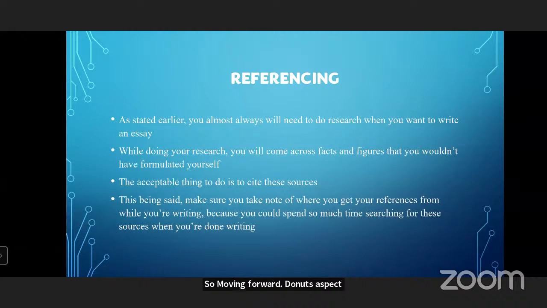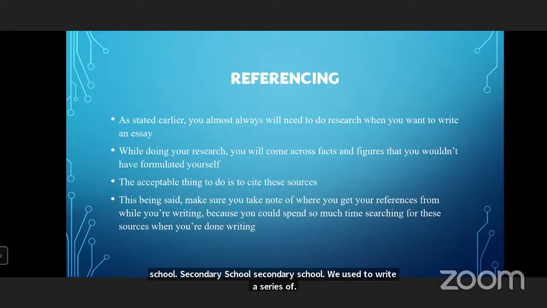So referencing. Now, like I've already stated, you may not have an idea about the topic of discourse, so you need to do research. Let's say, for instance, you want to write, in secondary school, let's just stick to secondary school, we used to write essays of 200 words, 300, 350, even up to 100 level when you do your general science courses.